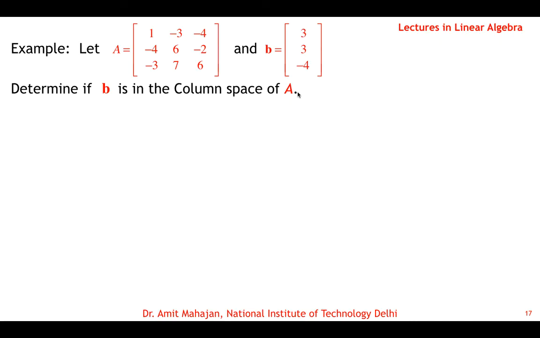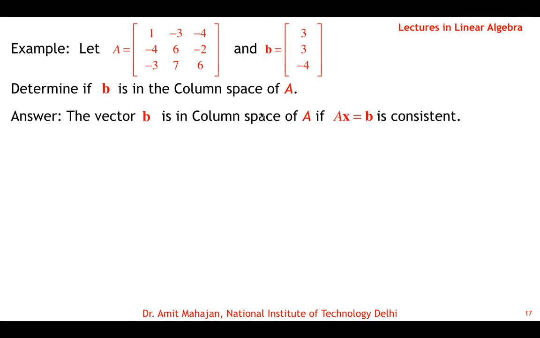Clearly, any vector will be in the column space of A if that vector can be written as a linear combination of the columns of A. So this B will be in the column space of A if we can write this vector as a linear combination of these three vectors, or simply if A times x equals B is consistent for some x. So the vector B is in the column space of A if Ax equals B is consistent.